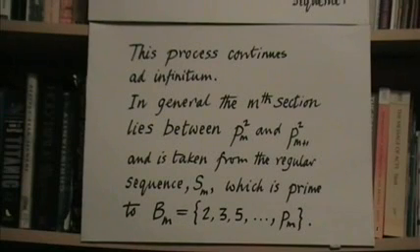Now we mustn't think that the order we found and tried to explain only applies to the first 3 sections. This process that we've been looking at, a regular sequence and then a section being taken from it to give a section in the prime number sequence itself, this process continues forever. So in general the nth section lies between pm squared and pm plus 1 squared and is taken from the regular sequence Sm, which is prime to a group of primes which I call the base primes, Bm.